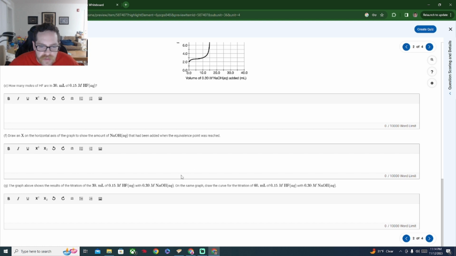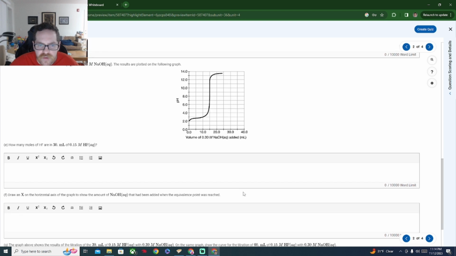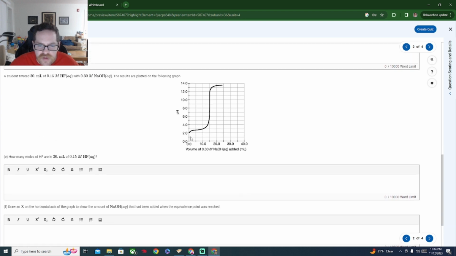All right. On the same graph, draw the curve for the titration of 60 milliliters of HF with 30.3 molar NaOH. All right. If you have 60 milliliters of HF, you're just going to have more HF, which means you have more H+, which means you have a lower pH, so it just starts off slightly lower.